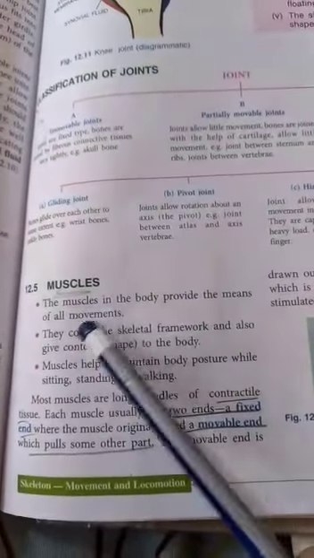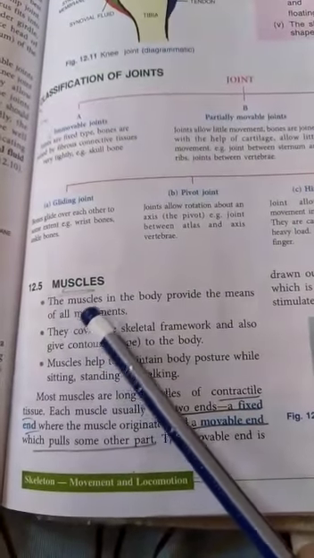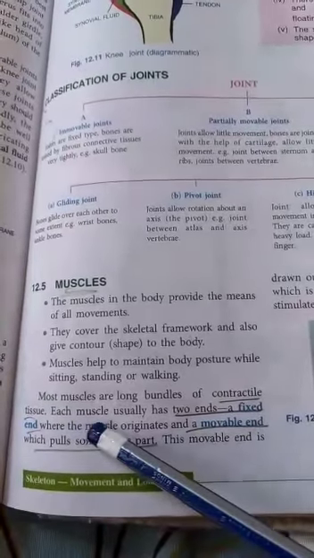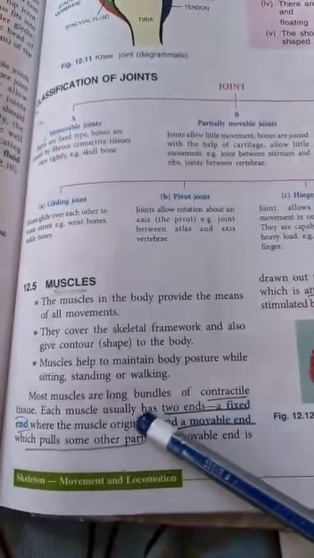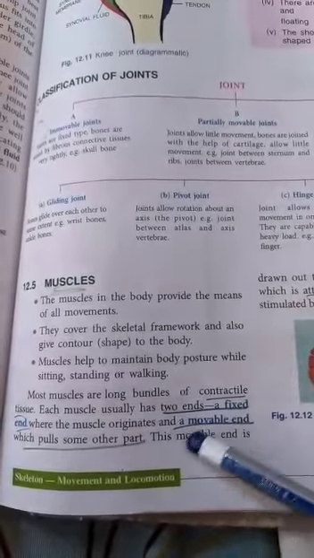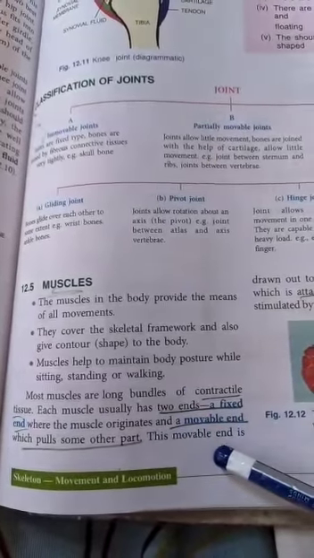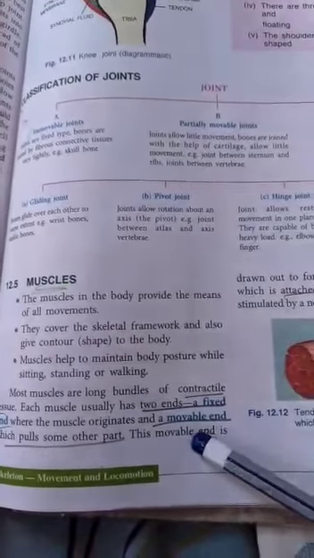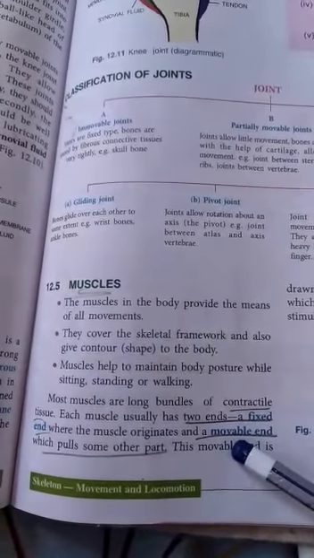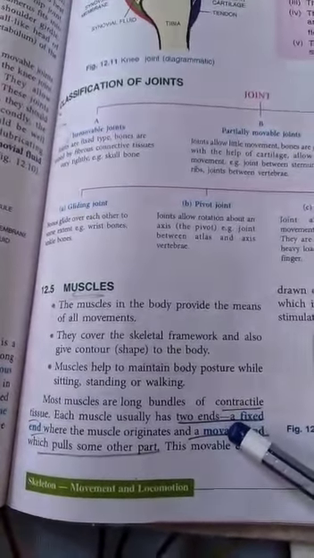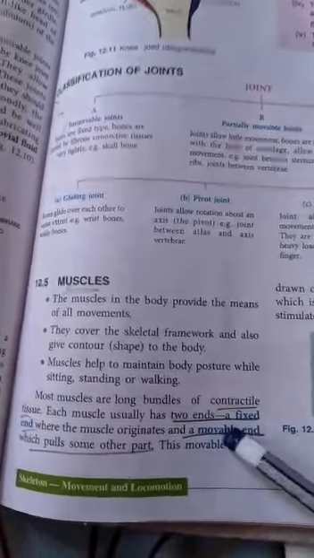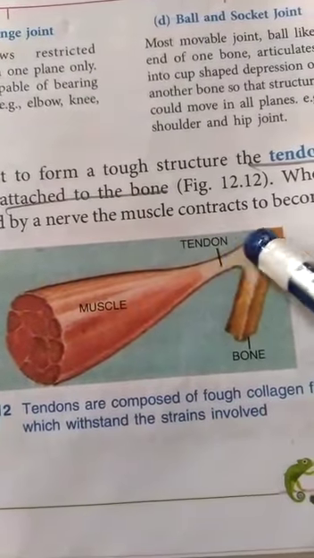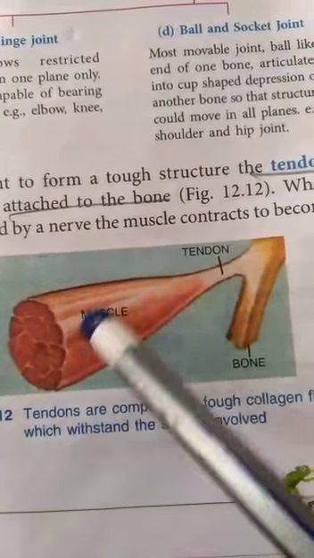Next is the muscle. You know that muscles have two properties, contraction and relaxation. Muscles are long bundles of contractile tissue and have two ends, fixed end and movable end. Movable end is drawn out to form a tuft-like structure that is called tendon, which is further attached to the bone. You can see in the diagram, the muscle further forms tendon which joins the muscle to the bone.